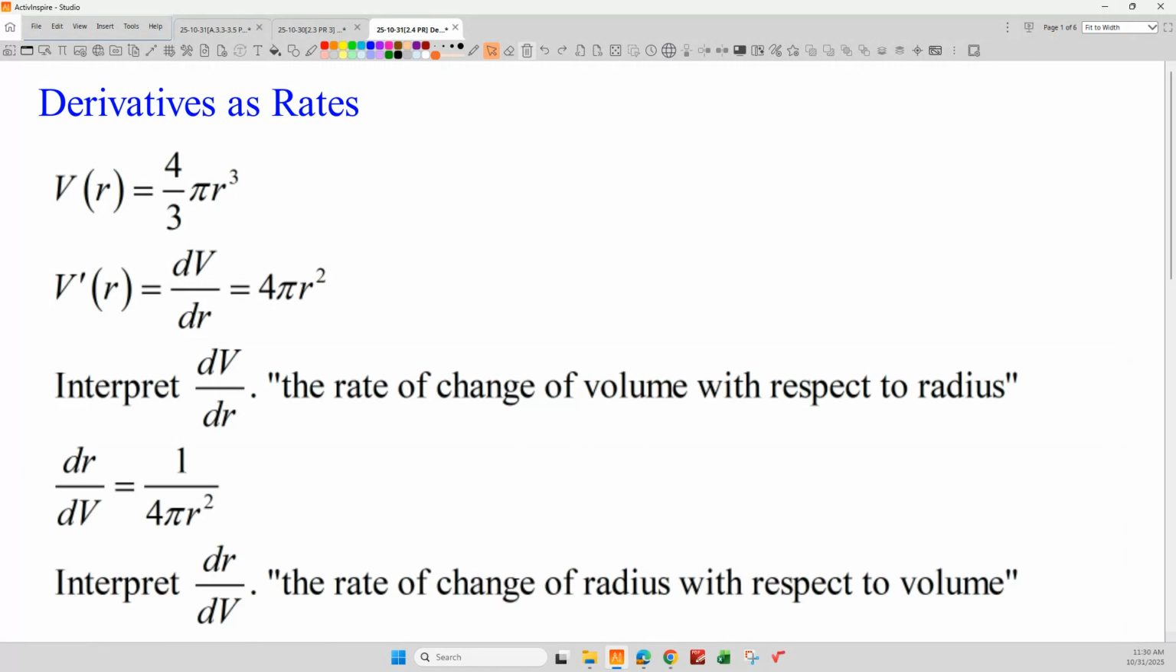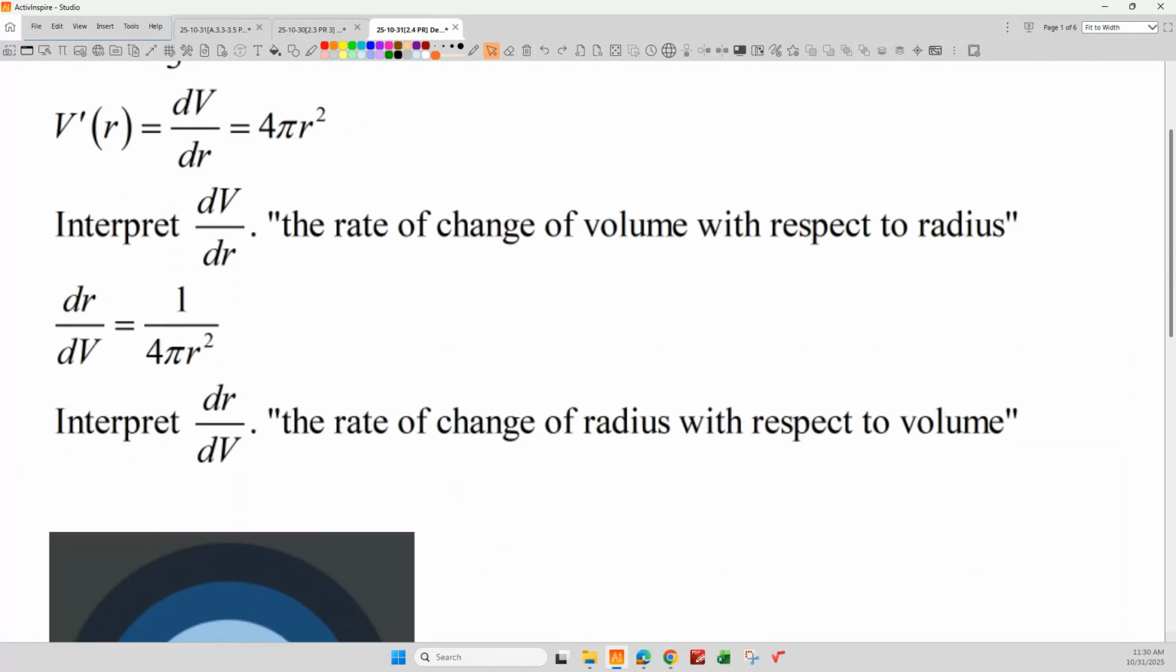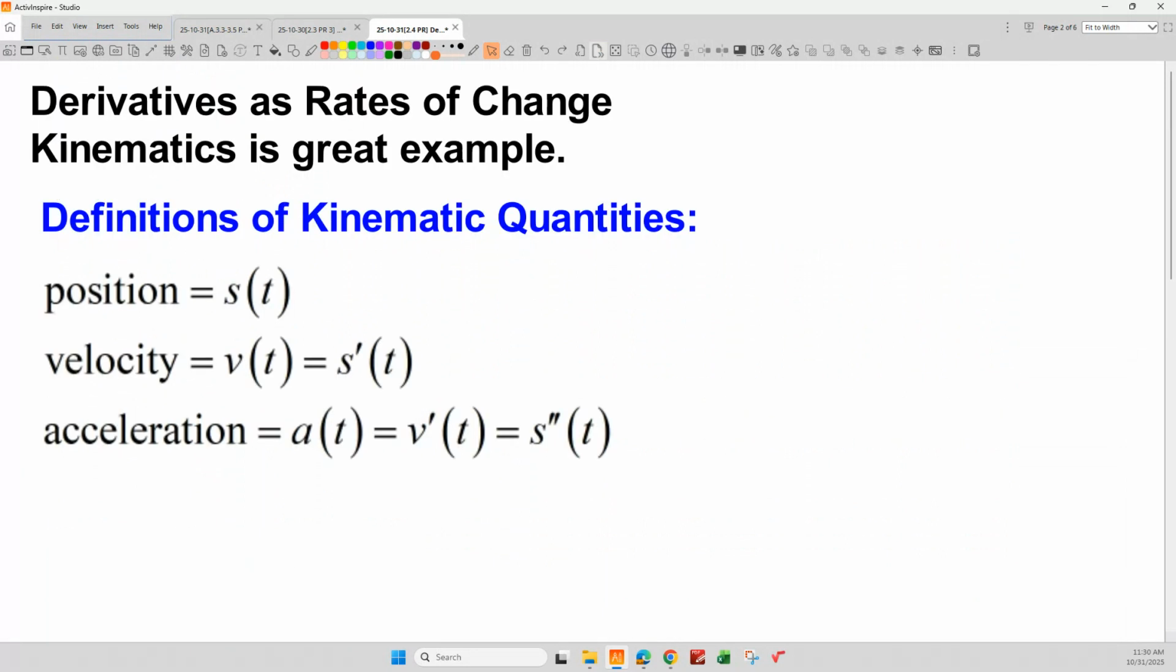So, rate of change of volume with respect to radius. Okay, so if we flipped that around and we said dr/dV, that's going to be something different, right? dr/dV would end up being the rate of change of radius with respect to volume, and that would be something different. Okay, we don't need to go into that in any more detail for now. I want to look at some kinematic stuff today. Okay, so derivatives as rates of change.